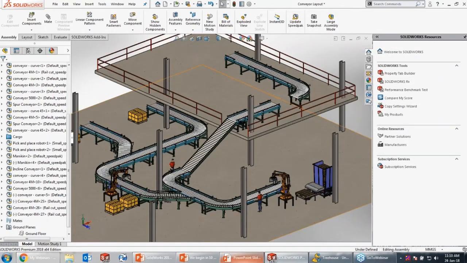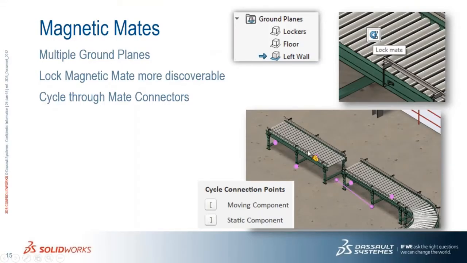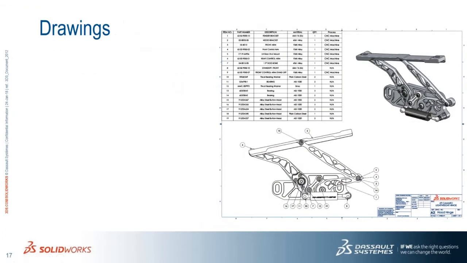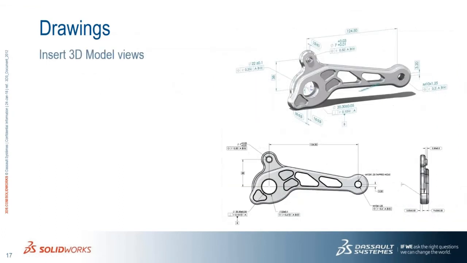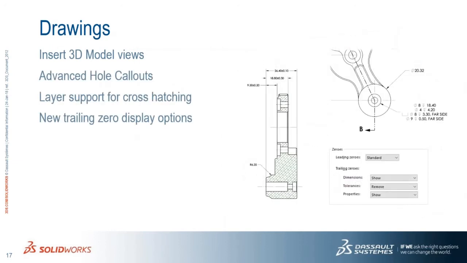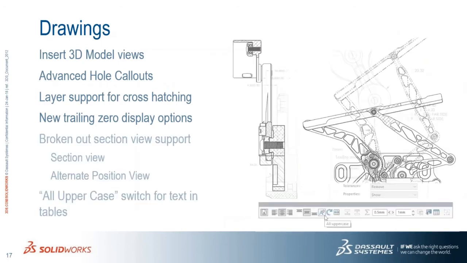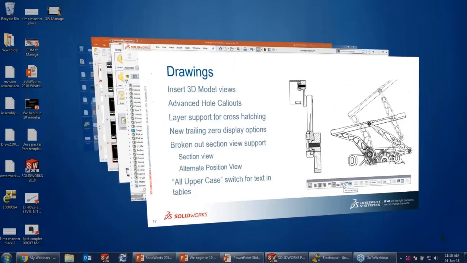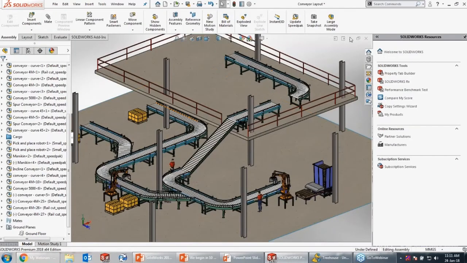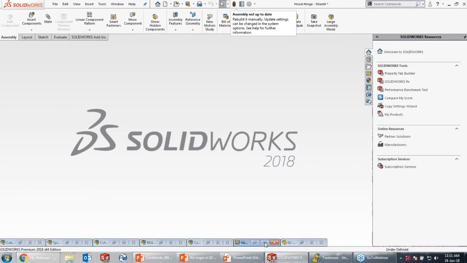Now here you can see that in this particular part there are a few dimensions added. Some information has been added through SolidWorks MBD and also through DimXpert. This can be very easily brought into the drawing that we will be creating.